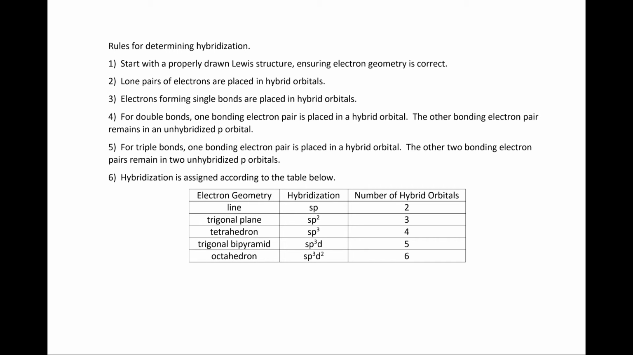Hybridization is assigned according to the table below. If the electron geometry forms a line, then hybridization is sp and there are 2 hybrid orbitals. If the electron geometry forms a trigonal plane, the hybridization is sp2 and there are 3 hybrid orbitals. If the electron geometry forms a tetrahedron, then the hybridization is sp3 and there are 4 hybrid orbitals.